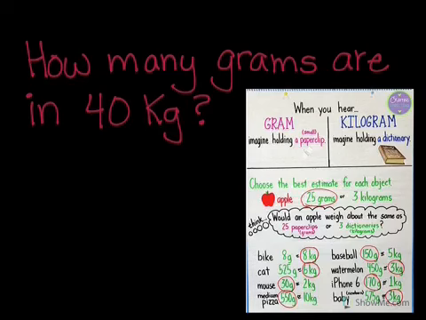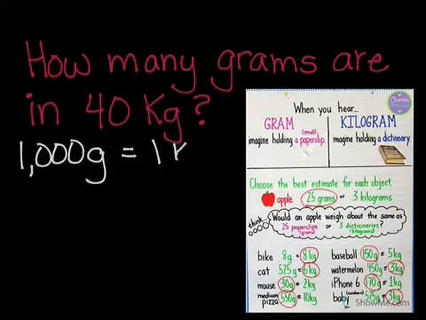So when I think of a kilogram, I think of a pound. So a gram would be kind of like an ounce, and a kilogram would be kind of like a pound. Well, I know that there are 1,000 grams because, I'll show you why in a minute. 1,000 grams are in 1 kilogram. Kilo means 1,000, and gram is our base unit.